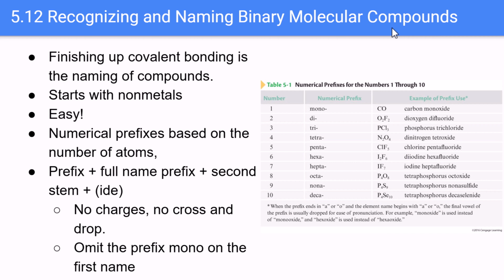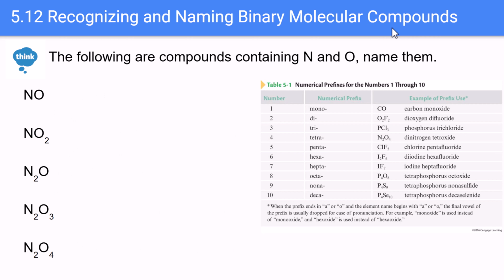So look at the examples on the right-hand side here. CO, carbon monoxide. That goes back to that last rule. We omit mono on the first name if it just has 1. Notice there's no reducing either. O2, F2, dioxygen, difluoride. We don't reduce them here. So if we're dealing with something that I refer to as type 3, or something that is covalently bonded, we only focus on the prefixes. We do not reduce any of these as we work through them.